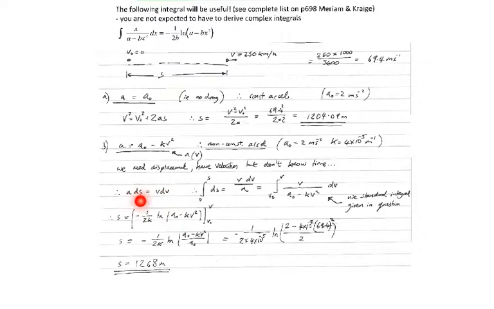So you can make ds the subject. You're looking for distance, so you're going to integrate on the left hand side between 0 and s, ds, and on the right hand side you have v dv divided by a, and then you substitute in your form of acceleration, which is a constant a0 minus k, a constant, times v squared. Now at this point you're probably thinking this is quite a complex integral, and you'd be right. You don't need to work out this integral.